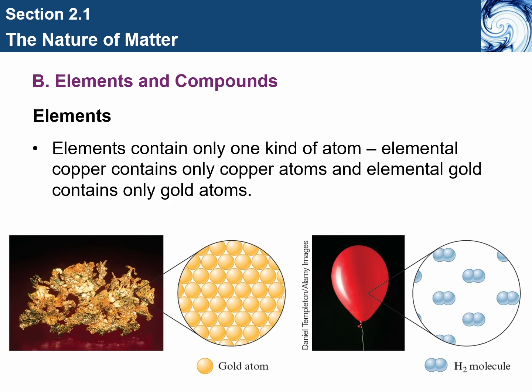Solid gold is represented by many individual gold atoms packed closely together. Hydrogen gas is shown as H2 molecules, with each molecule containing 2 hydrogen atoms bonded together. Hydrogen gas is still an element because every atom presented is a hydrogen atom. They're called diatomic. We'll talk about that later. The number of atoms joined together does not determine whether a substance is an element. What matters is whether it's only one kind of atom.